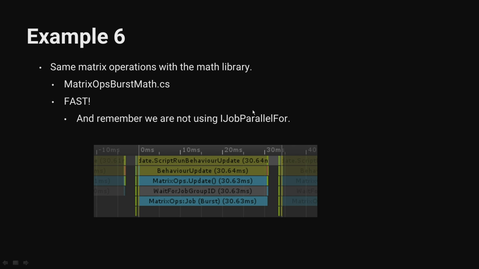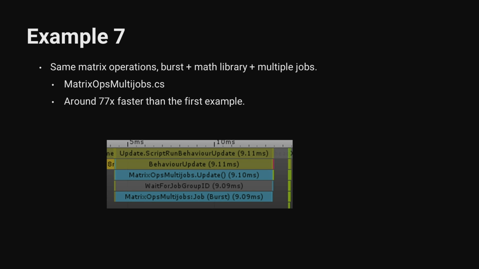But remember, we are not using the parallel job. We are still running this on a single core, which is not what you would do in real life. So as a final example, I did use that. I replaced the IJob with the parallel job, and it was reduced again to just over 9 milliseconds. So that's 77 times faster than that first example. And that first example is the way you would program your game today, the way you program today in Unity, before using all these new technologies.